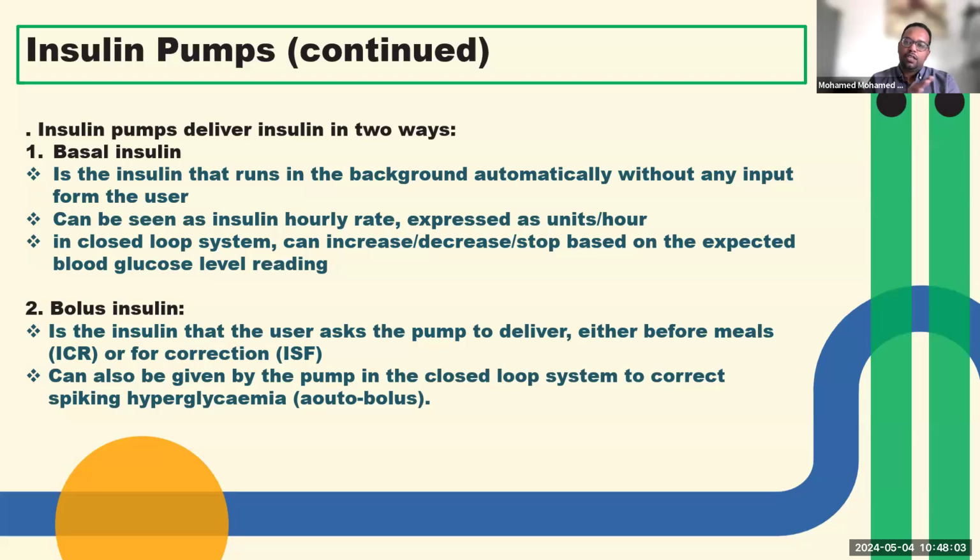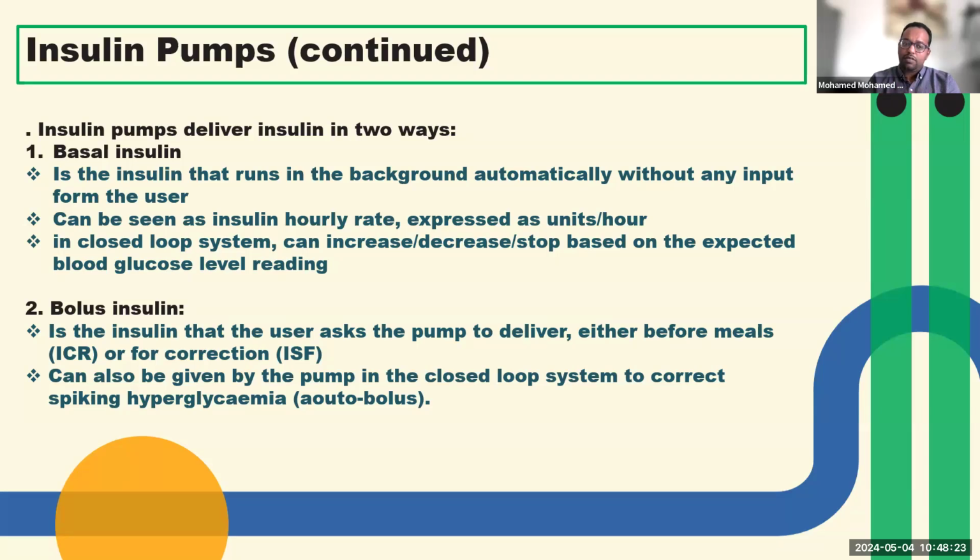We are yet in technology to reach a full closed loop system. We are yet to reach that point. It's a hybrid closed loop system, so it's hybrid between the user and the algorithm. You have to ask it to give you the bolus insulin, and it will handle the basal insulin for you. Does it make sense?